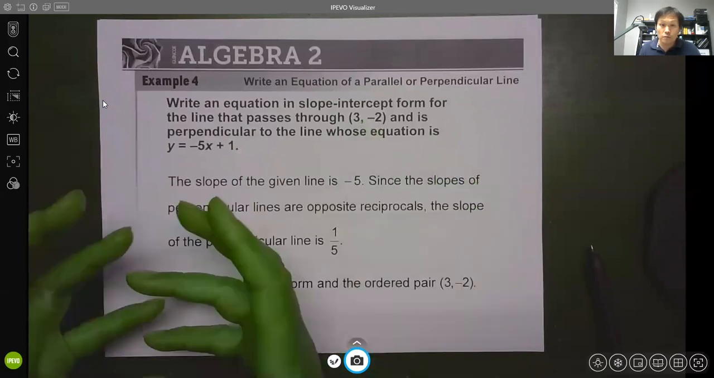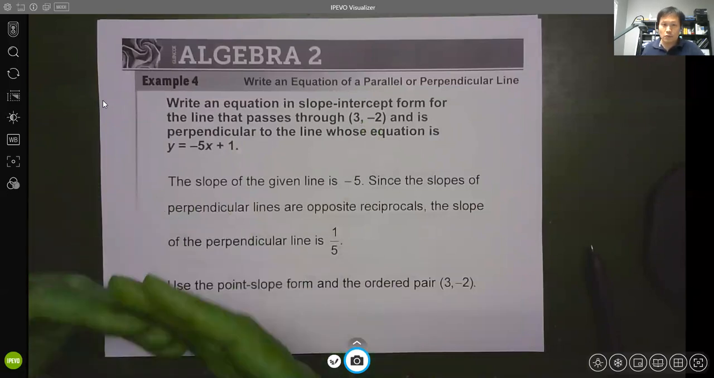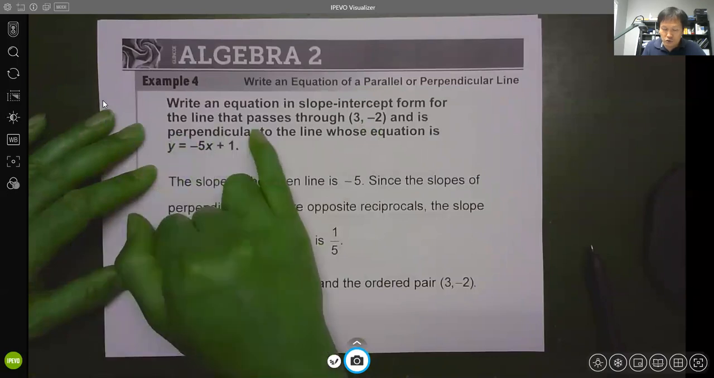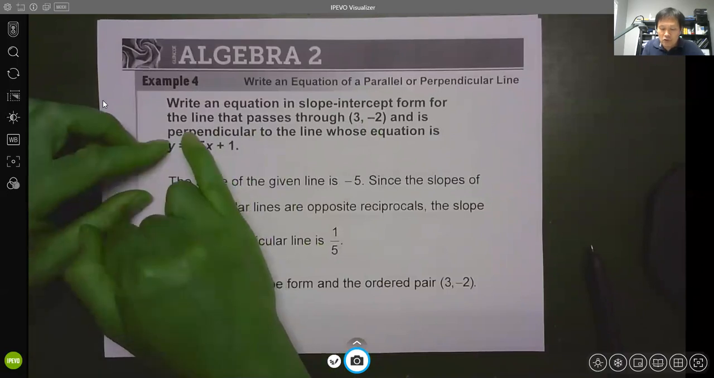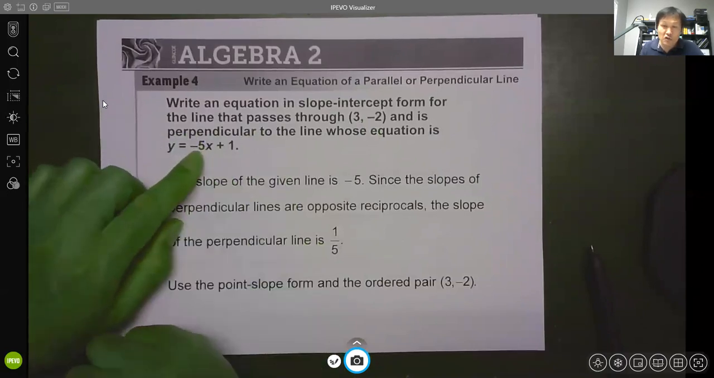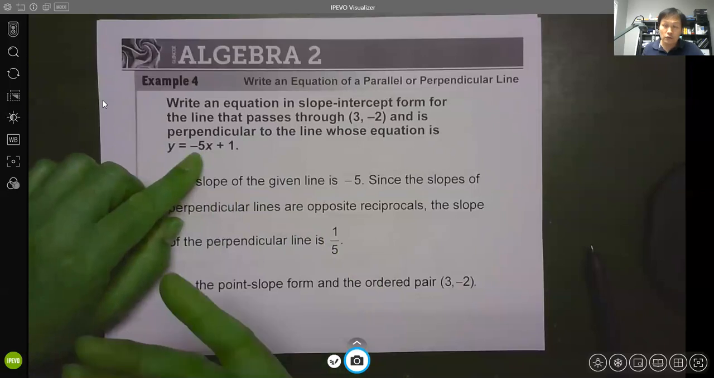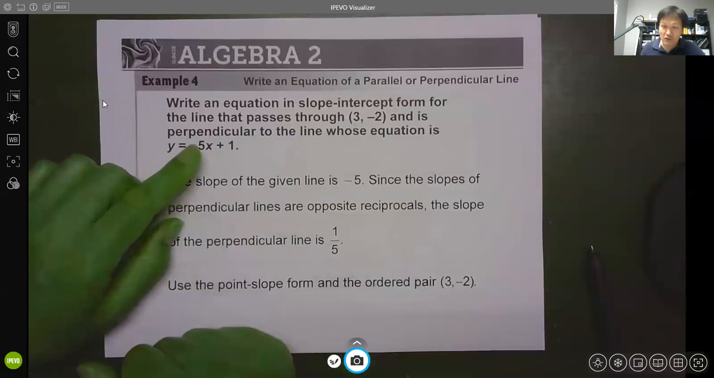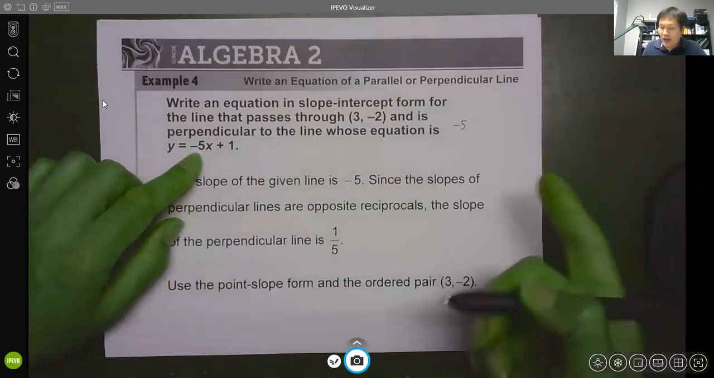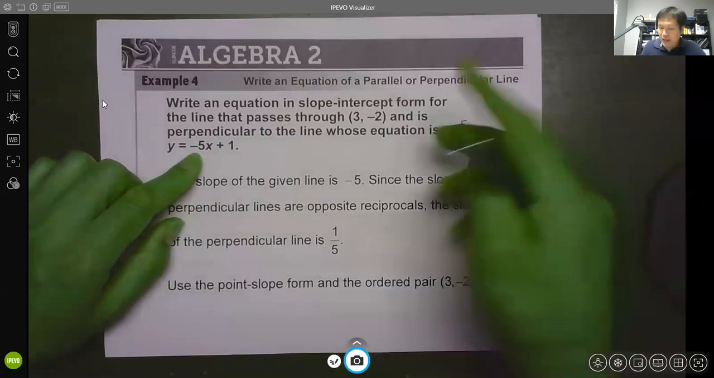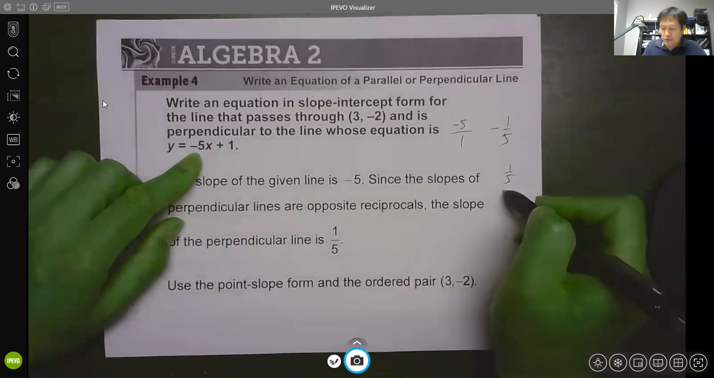Did they give us a slope? Not directly, but they gave us some information about the slope. What information? Perpendicular to this line. The line we are looking for is perpendicular to this line. Okay, what's the slope of this line? -5. What should be the slope of our line, which is perpendicular to this line? It should be flip it. So you might say, how do you flip -5? The -5 is the same as -5 over 1. So flip that, which is -1/5, and change the sign. So 1/5 should be our slope.